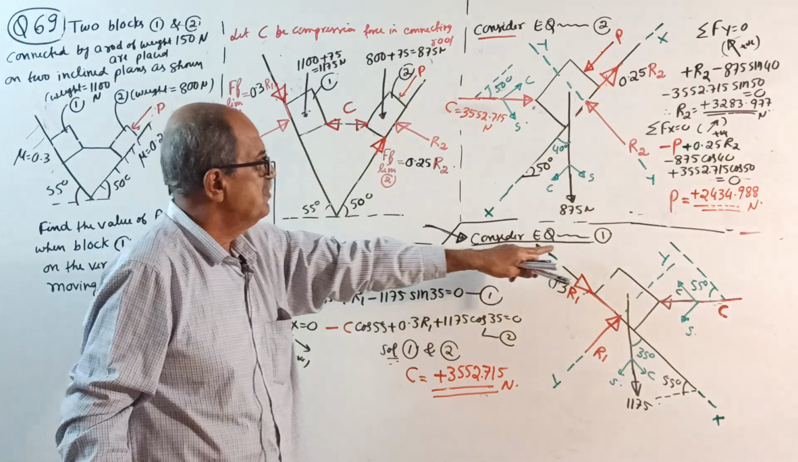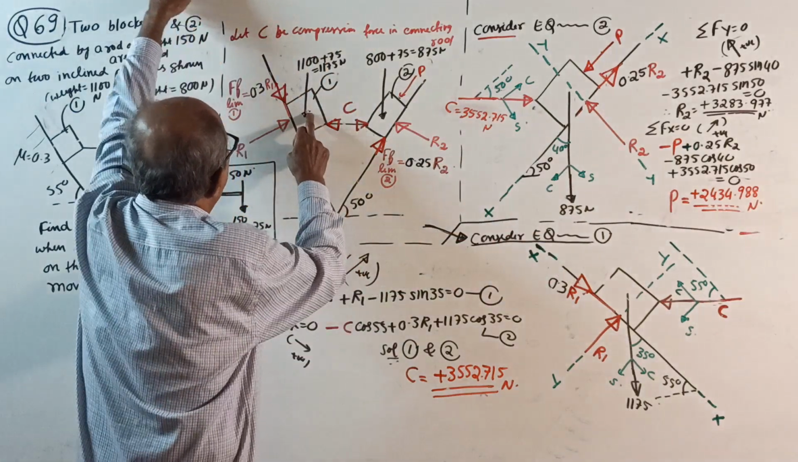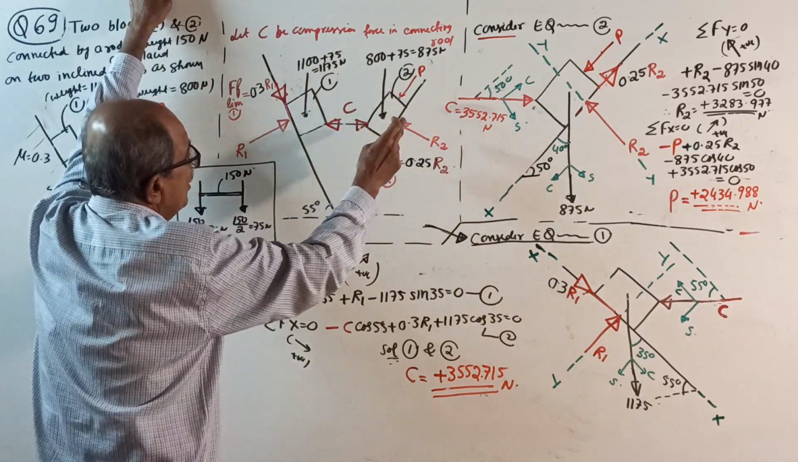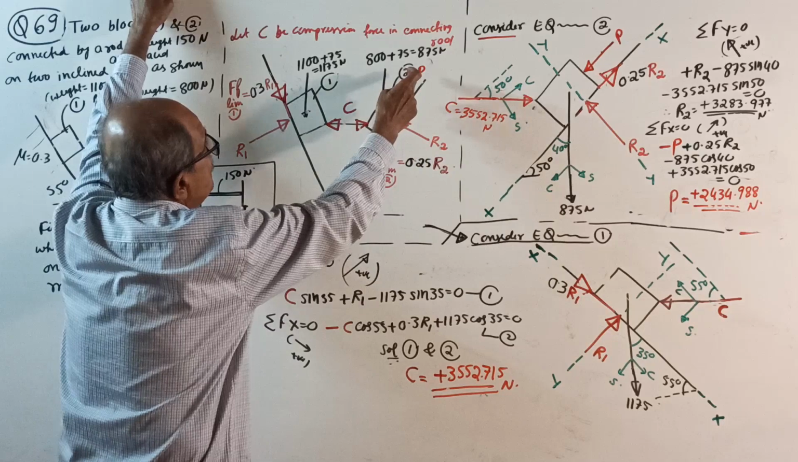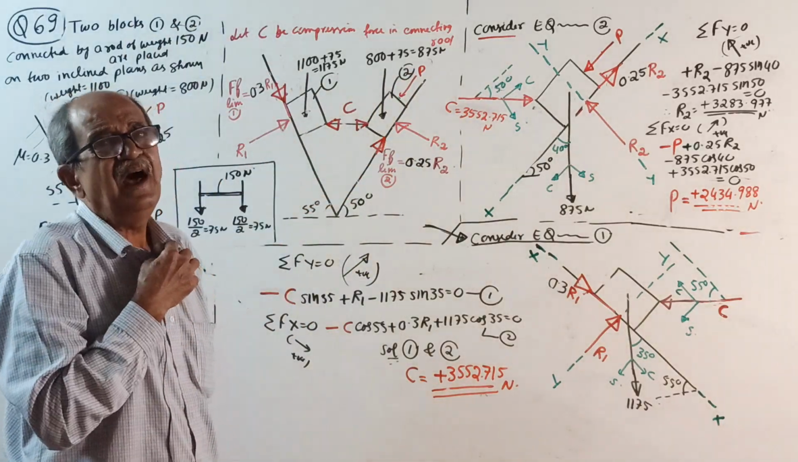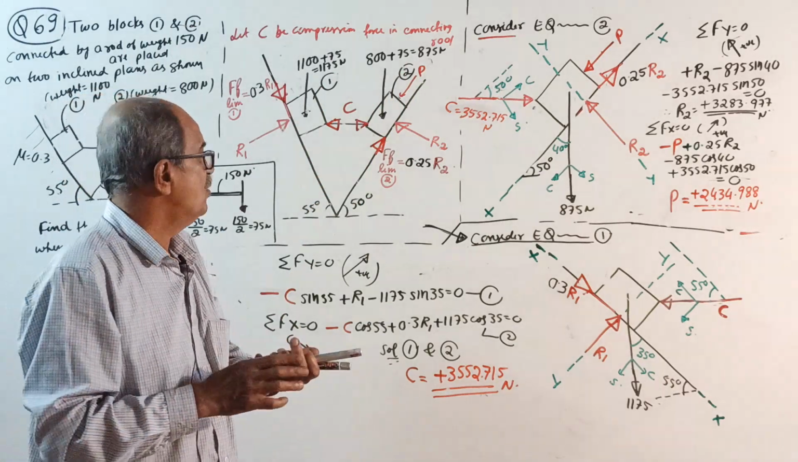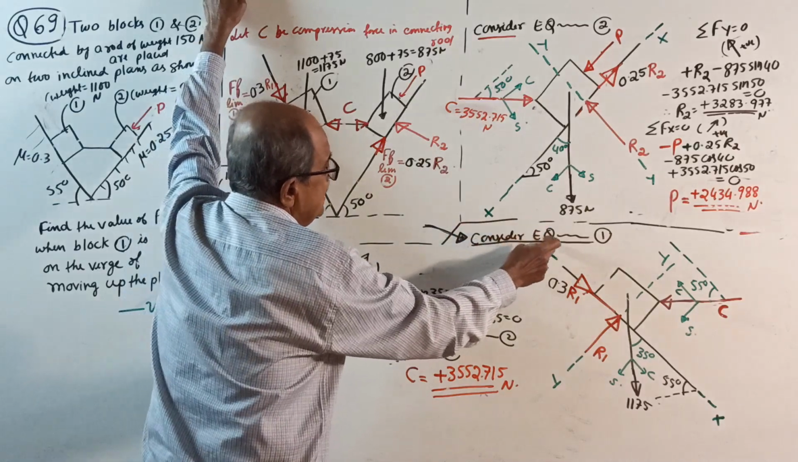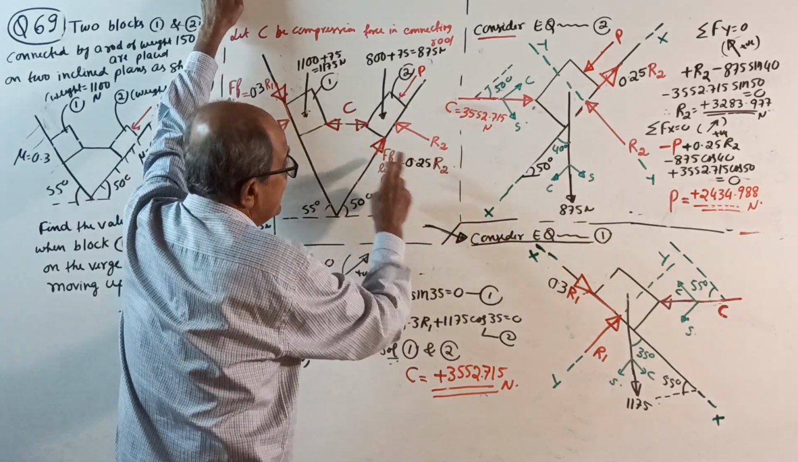Consider block 1. Block 1 has got R1 and C. Block 2 has got R2, P and C. Where the unknown is there, consider the other block first. I have told you hundreds of times. So after this question, first come here. Consider equilibrium of block 1. Note the friction correctly.